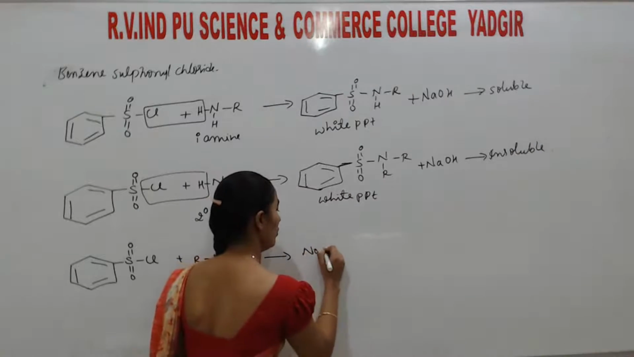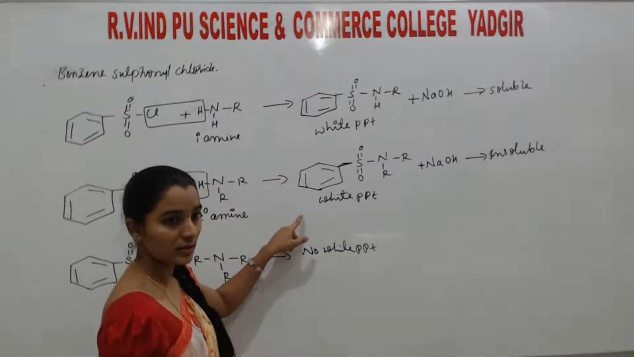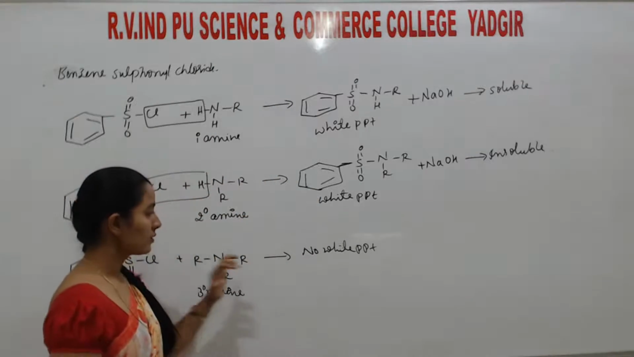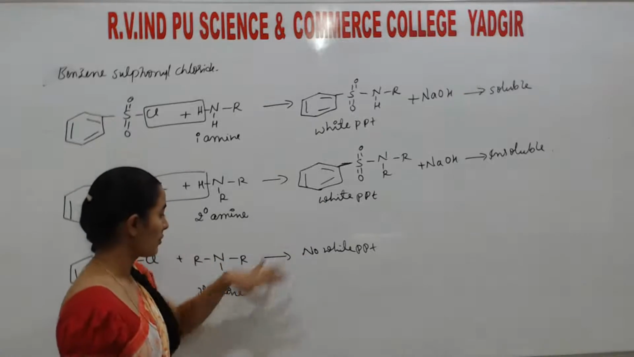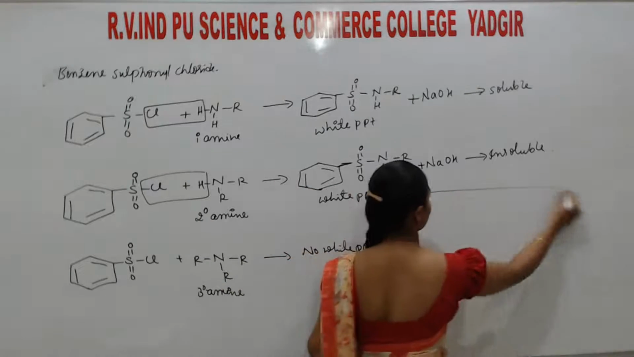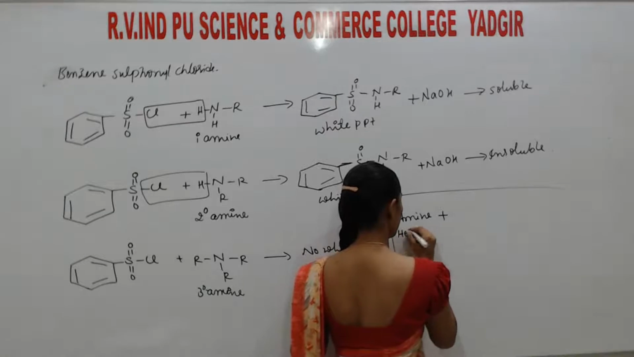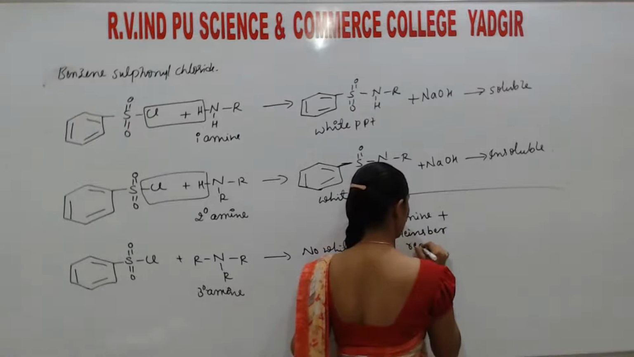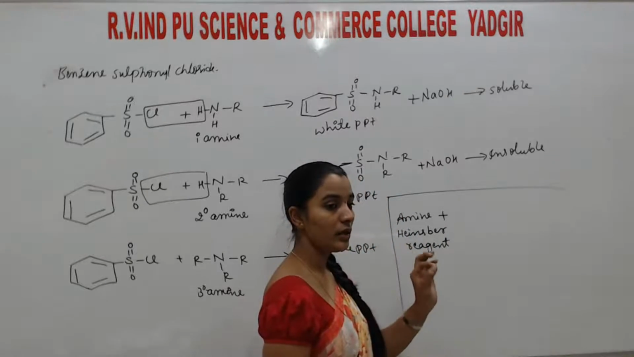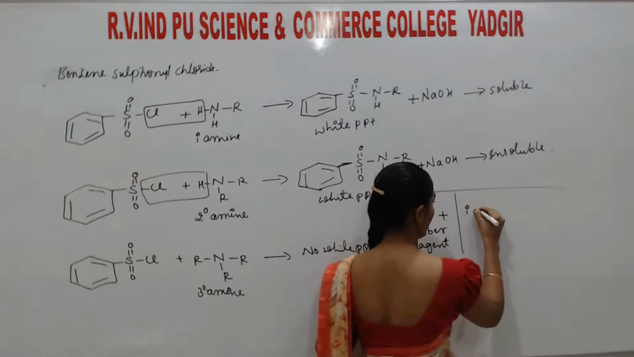Here no white PPT means reaction taking place like this. Here hydrogen is there, HCl is removed. Here hydrogen is there, HCl is removed. Here there is no hydrogen, so there is no formation of such type of compound. So here there is no white precipitate. So students, how do you write here? Amine plus Hinsberg reagent. What is the Hinsberg reagent? Benzene sulfonyl chloride.